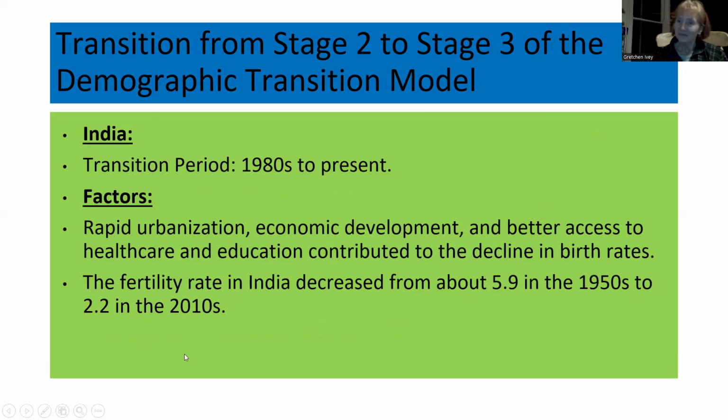Okay, India. So their transition period from stage 2 to 3 was the 1980s to present. So they're still kind of there. Again, India had rapid urbanization, economic development, and better access to healthcare and education that contributed to the decline in birth rates. The fertility rate in India decreased from about 5.9 in the 1950s to about 2.2 in 2010. So if they continue along that, their population will start to stagnate and fall.